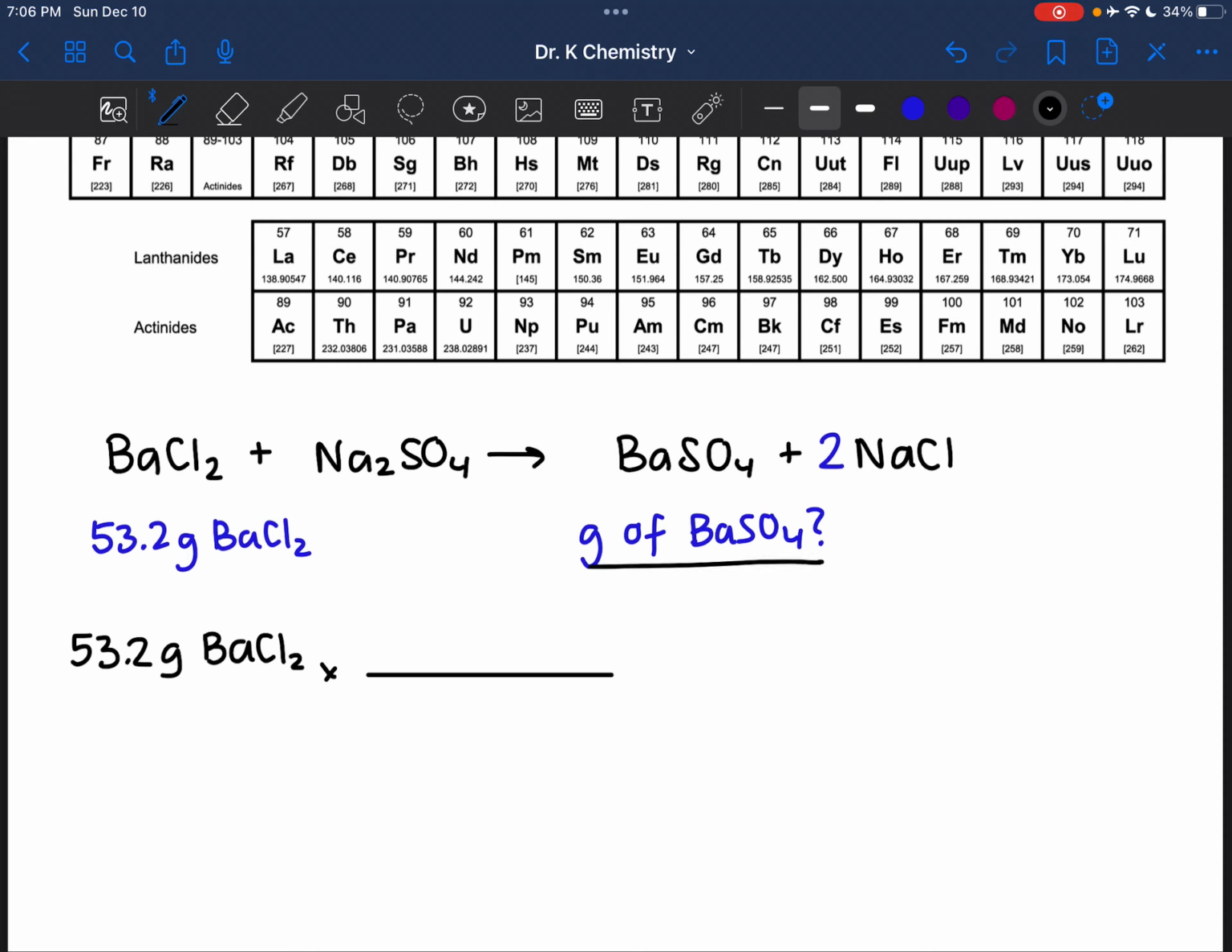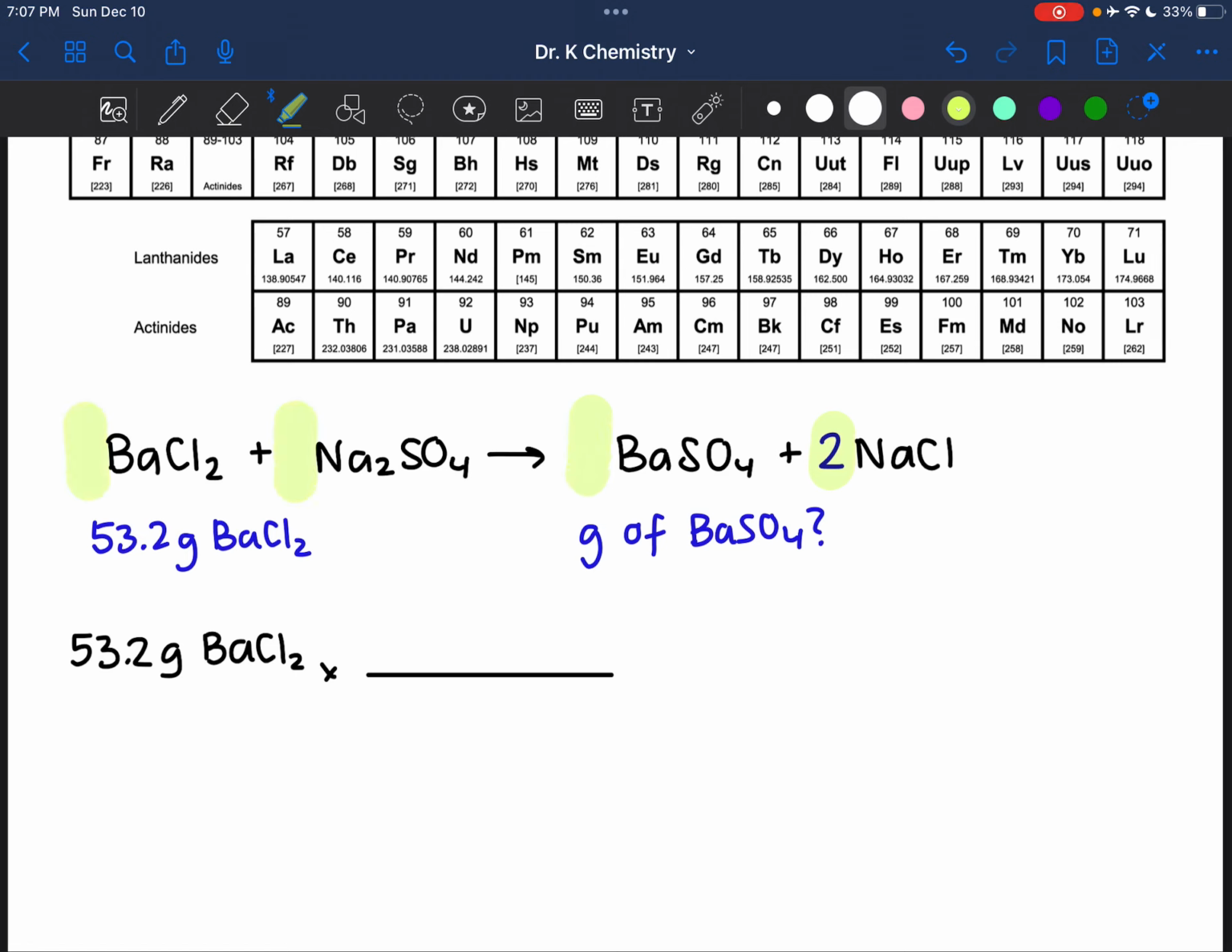And then we need to figure out how we're going to get to grams of barium sulfate. Well, keep in mind that we don't have a gram to gram relationship between those two, because the mass of barium chloride is going to be different than the mass of barium sulfate. The only way to compare them to each other is to use a mole-to-mole ratio. Our mole-to-mole ratios are going to come from the balanced chemical equation, so they come from these coefficients in front of the chemical formula.